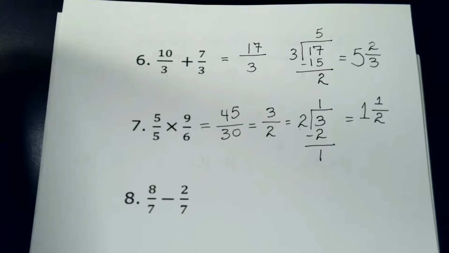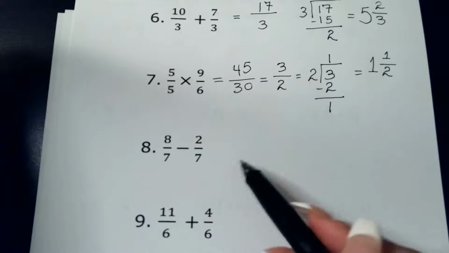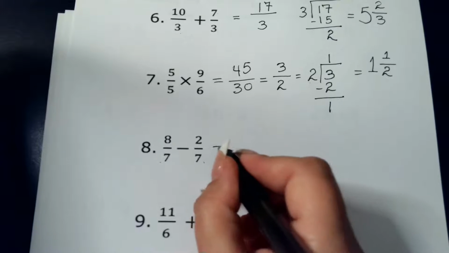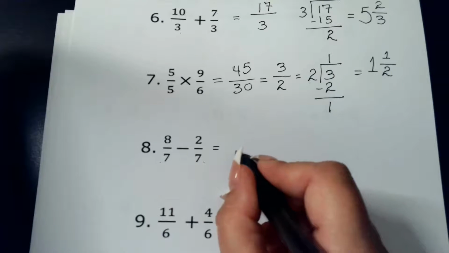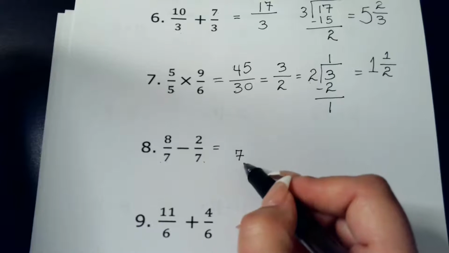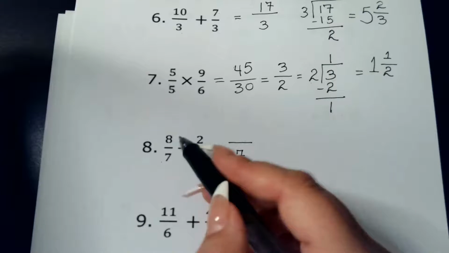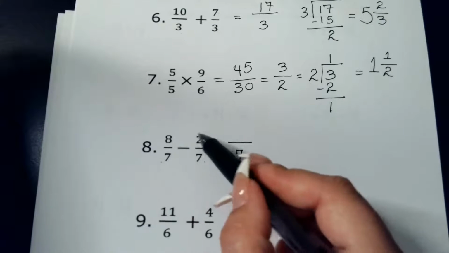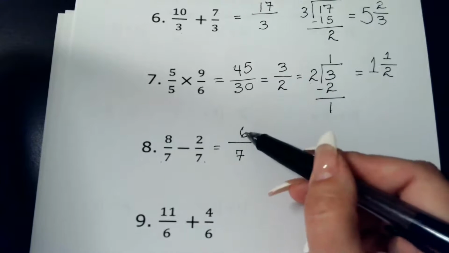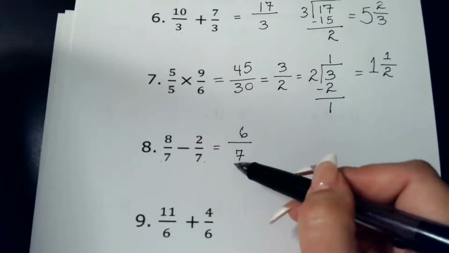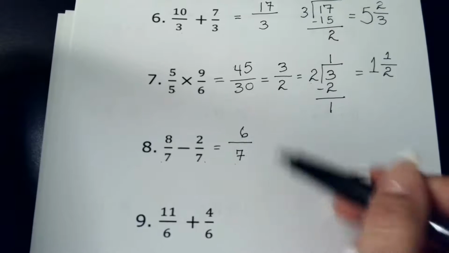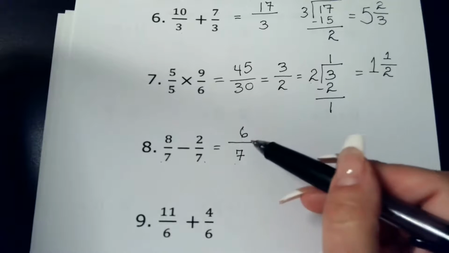Number 8 is subtraction, and again, it's very handy that we have the same denominators. So the bottom number comes over just as it is in addition and subtraction, and then we subtract 2 from 8, which is 6. There are no common factors between 6 and 7, so this is reduced to its lowest form, simplest term. It is simplified.